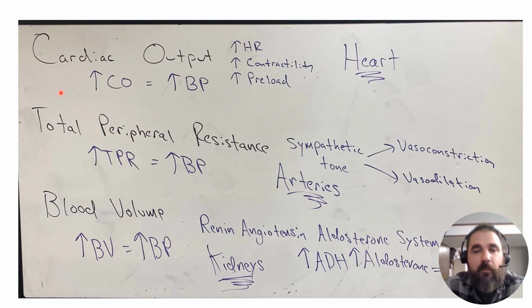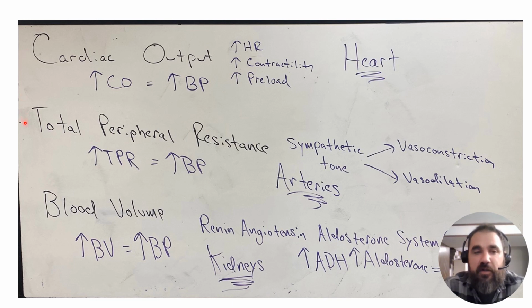Okay, so this is talking about blood pressure. So what factors affect our blood pressure? Cardiac output. You increase cardiac output, you'll increase blood pressure. So it's based on your heart rate, your contractility, and increasing your preload, right? And then obviously increasing afterload would decrease it.